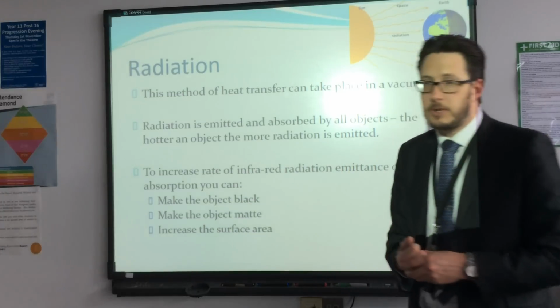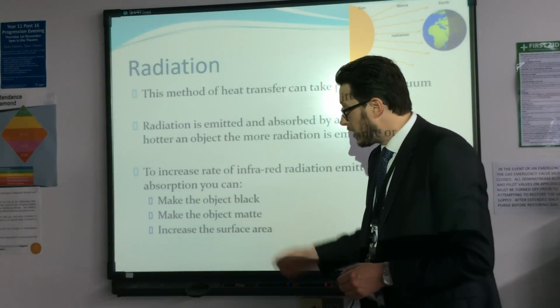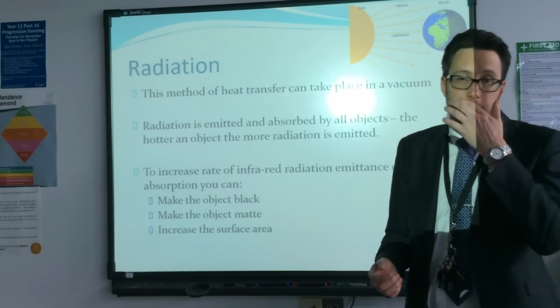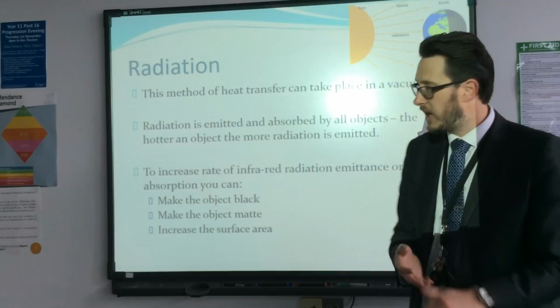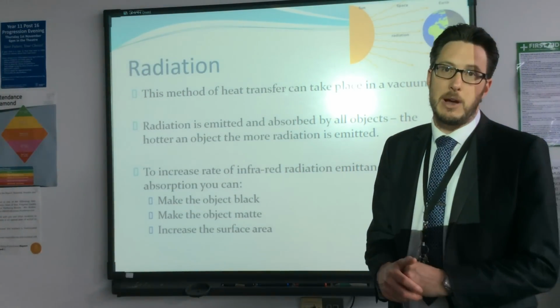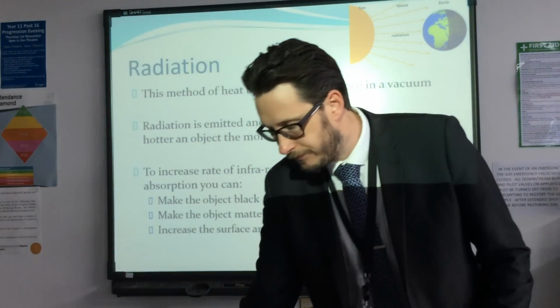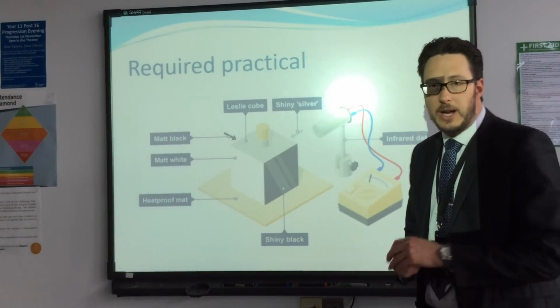Make the object matte, which means make it dull, which means it's not shining. And the opposite would be shiny. Matte objects absorb more infrared than shiny objects. And if you increase the surface area of the object, that will increase the amount of infrared radiation it emits or absorbs. The required practical is this.